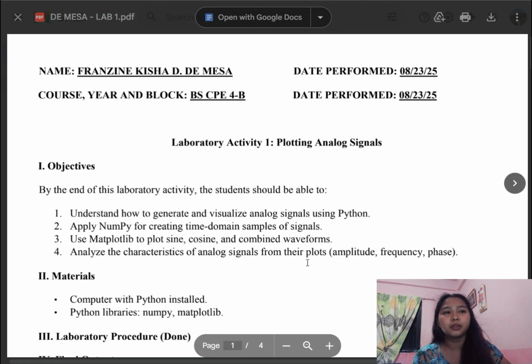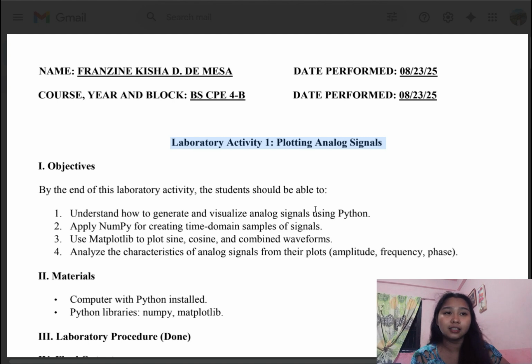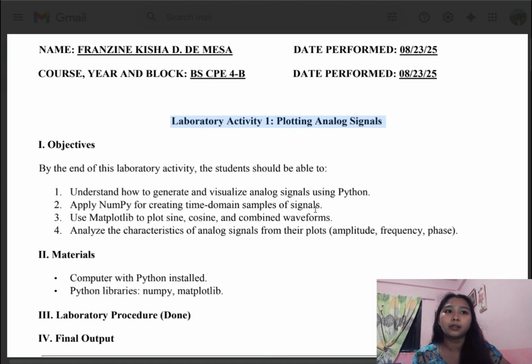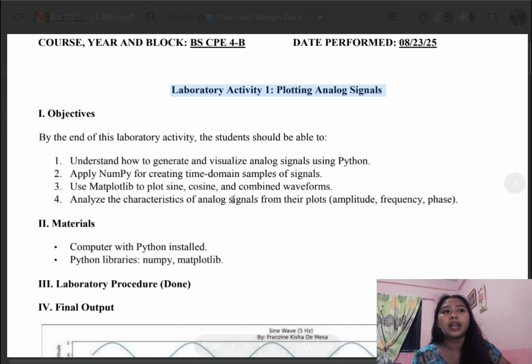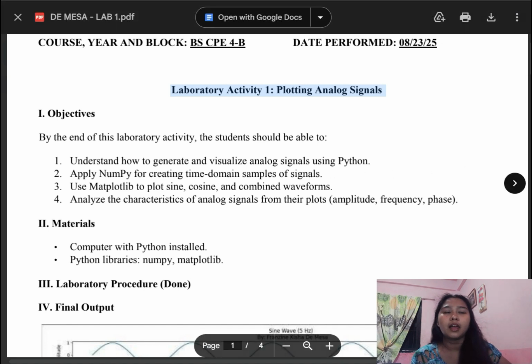For this video, I'll be presenting my first laboratory activity in digital signal processing, which is plotting analog signals. The goal of this lab is to generate and visualize analog signals like sine and cosine waves using Python. This experiment aims to understand how to generate and visualize analog signals, to apply NumPy to create time domain samples, and to use Matplotlib to plot sine, cosine, and combined waveforms.